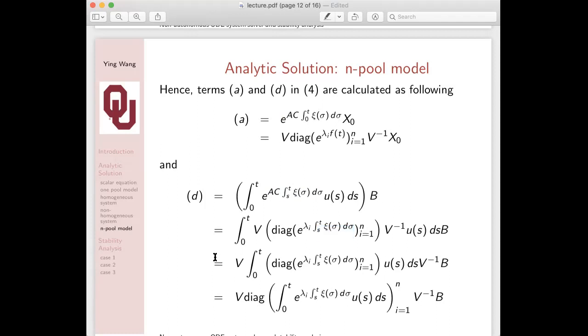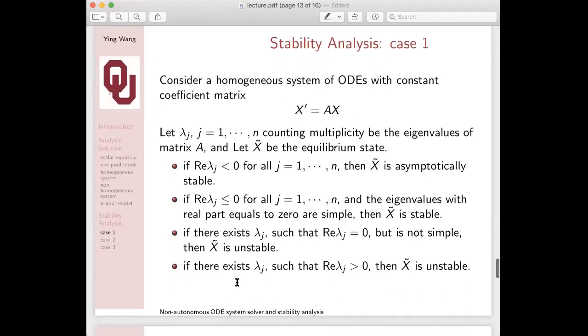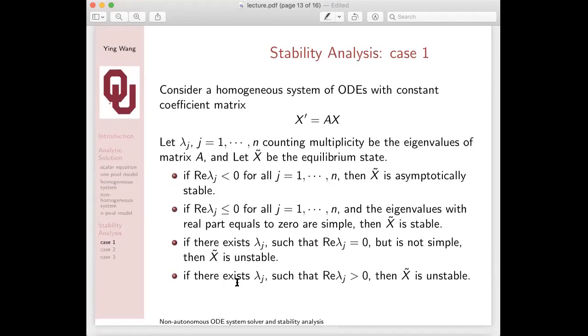So now we're going to move on to the second topic, the stability analysis. We're going to do this for 3 cases. The first case is a homogeneous system with a constant coefficient matrix A. Suppose A has n eigenvalues counting multiplicity, and x tilde is an equilibrium point. If all eigenvalues have negative real part, then the equilibrium point is asymptotically stable.